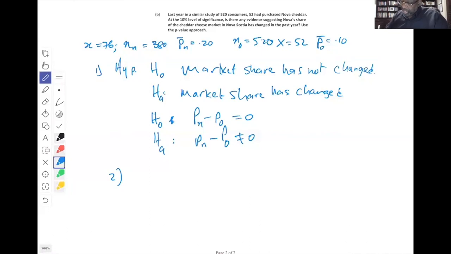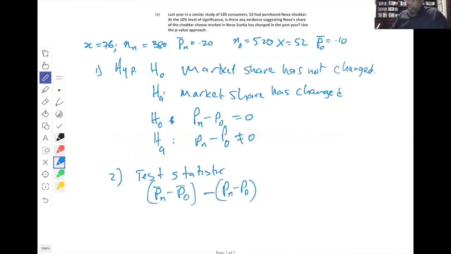So our test statistic would be, what's our sample? So our sample difference would be p bar new minus p bar old. That's the sample difference. Population difference would be p new minus p old. You've got to keep it in the same order.